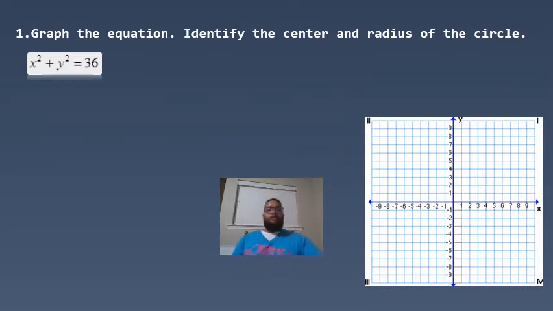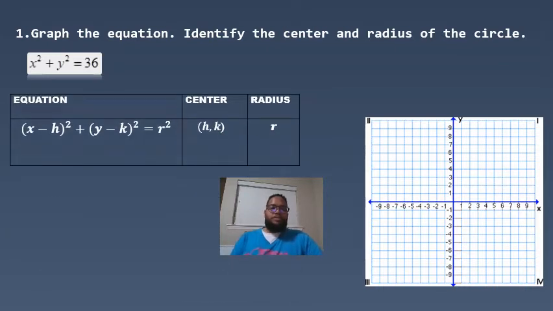So here's our first example. They want us to graph the equation, and they also want us to identify the center and radius of the circle. So we have x squared plus y squared equals 36. You'll notice from the equation that the h and the k are missing. When it's missing, it's 0. So your h and your k values will be 0 and 0, which means the center is the point 0, 0. So let's graph that.